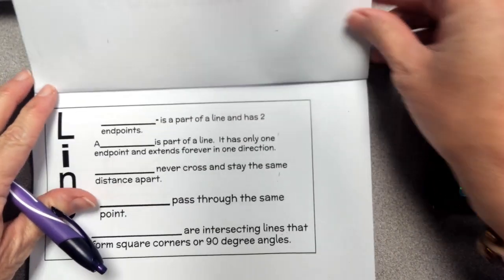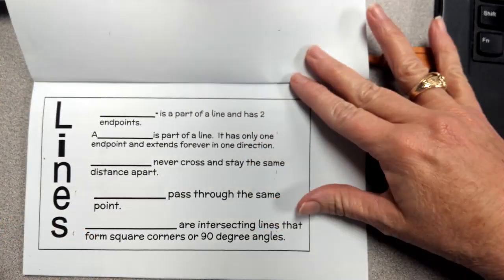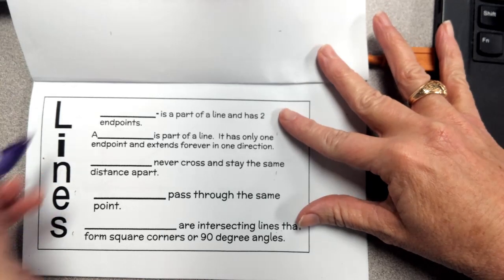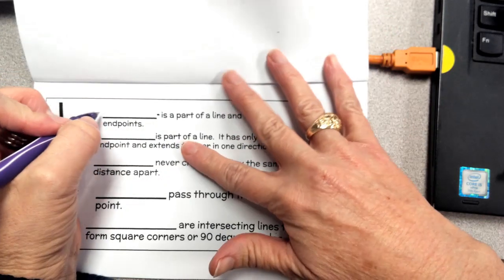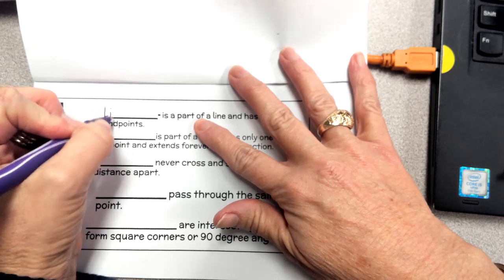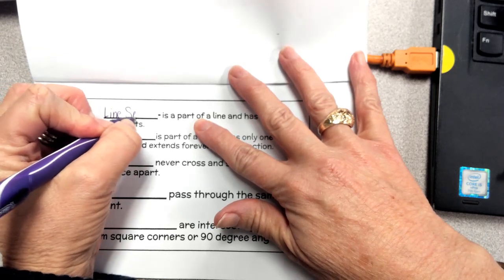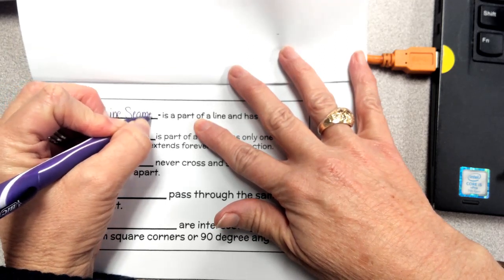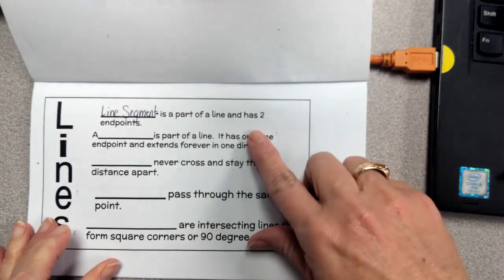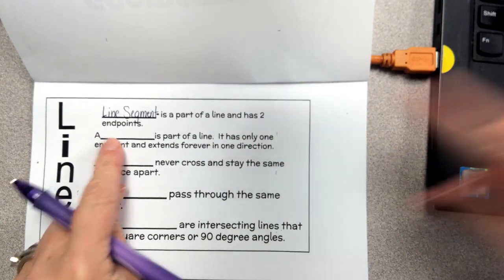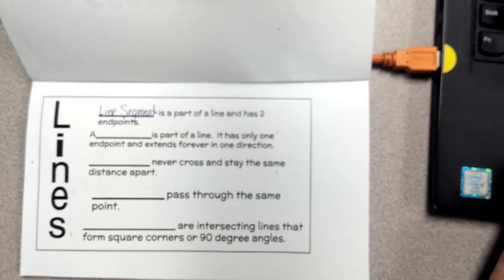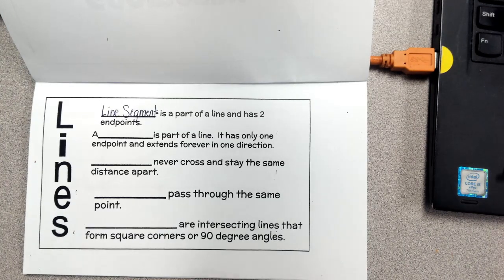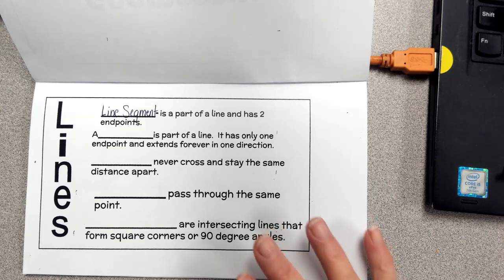So just starting on page 1, we're thinking about this kind of part of a line that has 2 endpoints, and so you should have in your booklet line segment. So a line segment is part of a line and it has 2 endpoints. Alright, and we've been doing our geometry yoga every day to just remind ourselves of that.